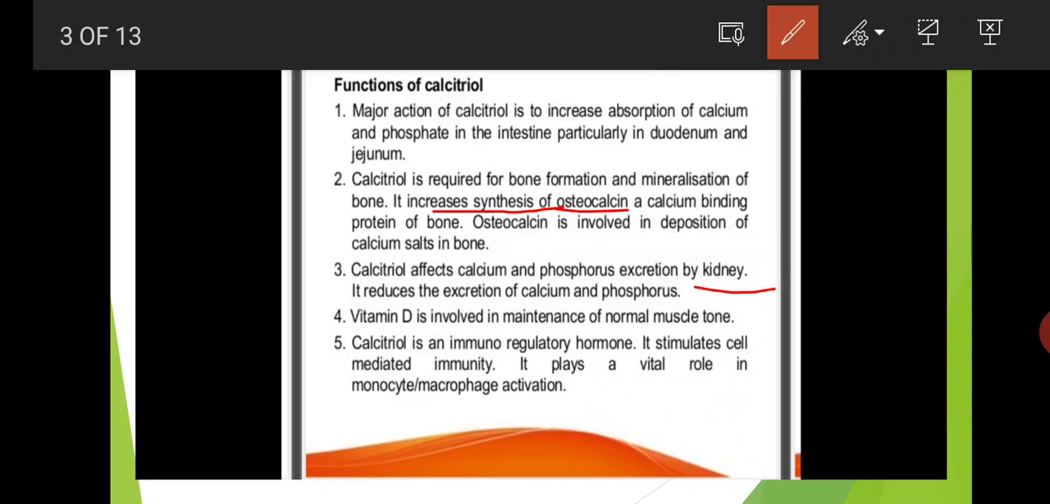Calcitriol is an immunoregulatory hormone, which means it stimulates cell mediated immunity and regulates immunity. It plays a vital role in monocyte and macrophage activation.